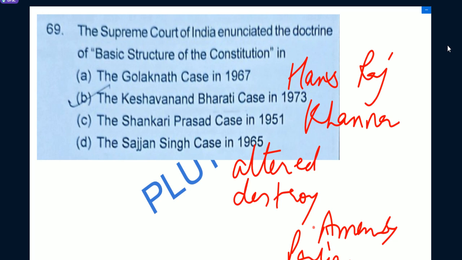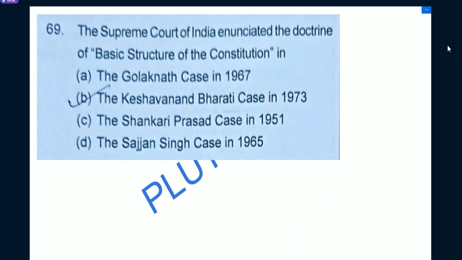Okay? So this doctrine was given in the Kesvananda Bharti case of 1973. The thing is, this case was fought against whom? This case was fought versus the state of Kerala. Okay? So answer is Kesvananda Bharti case, B.